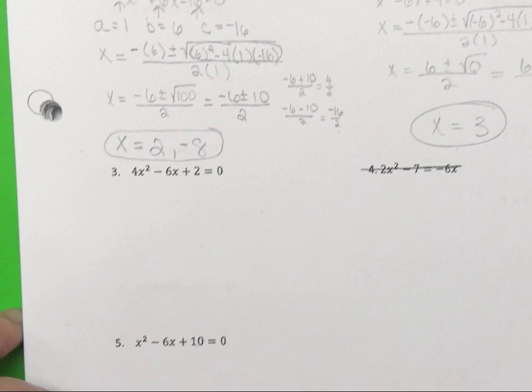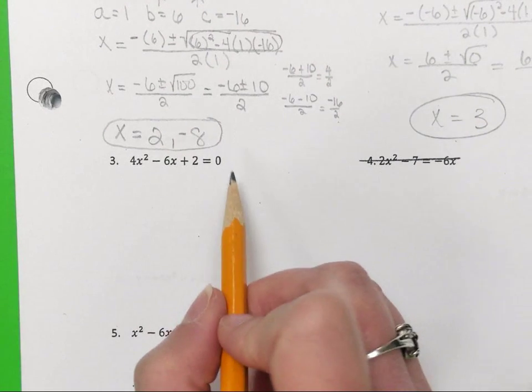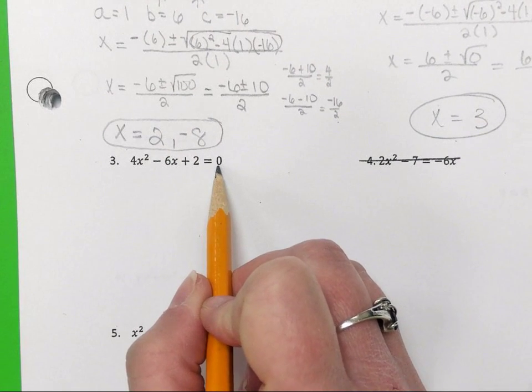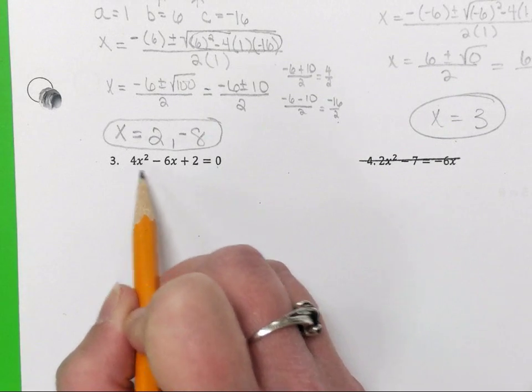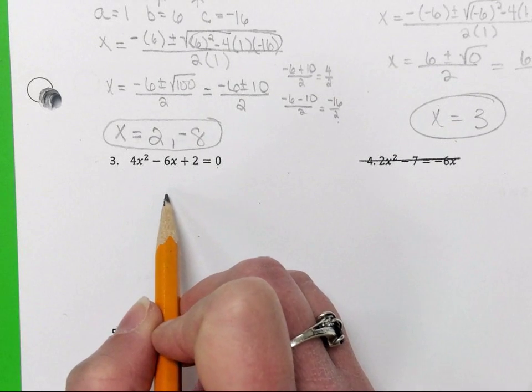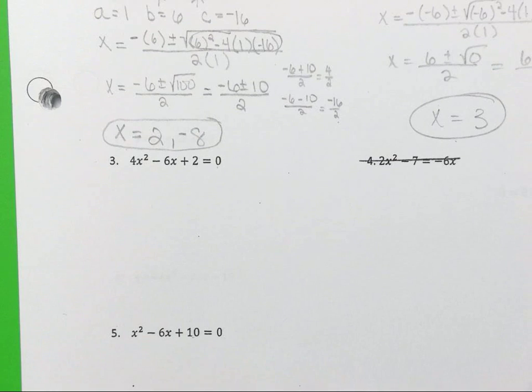Here we go. So, y'all, this one's easy because it's already equal to 0, right? Don't move anything around. Plug in your A, B, and C. And let's see how far you can get on this one. Same thing. Watch that negative with your 6 this time. The only difference is that now your A is 4 instead of 1.